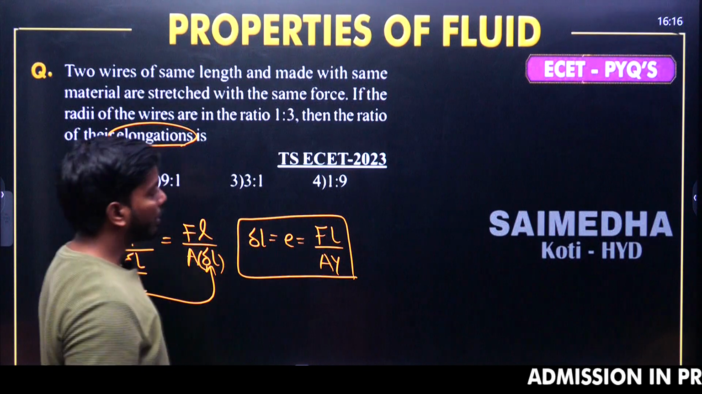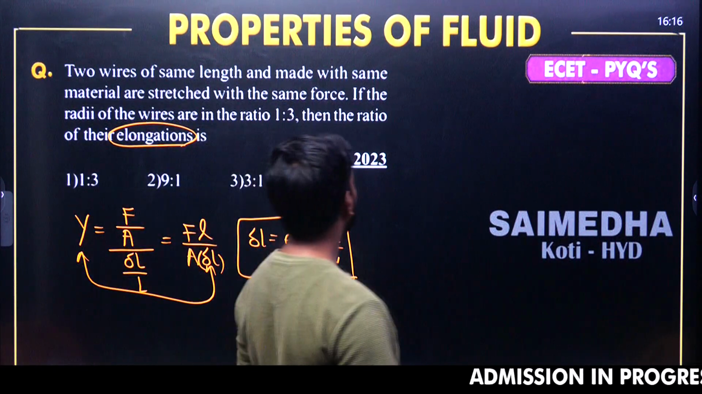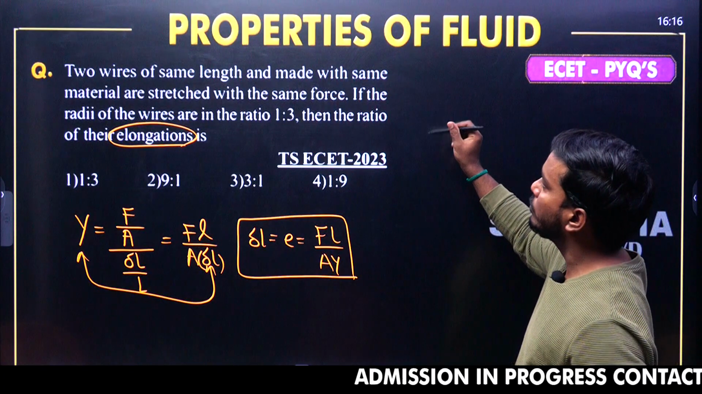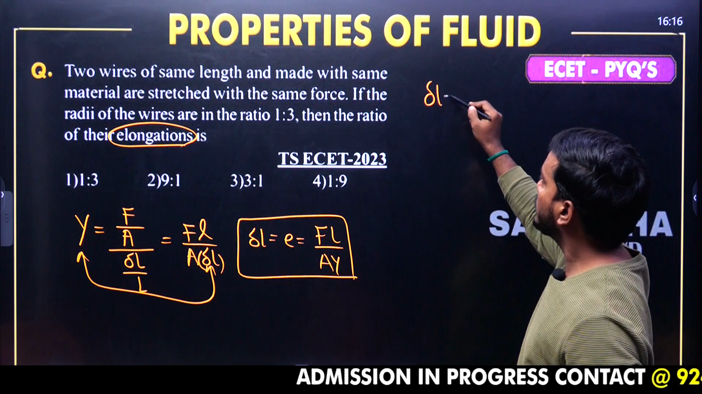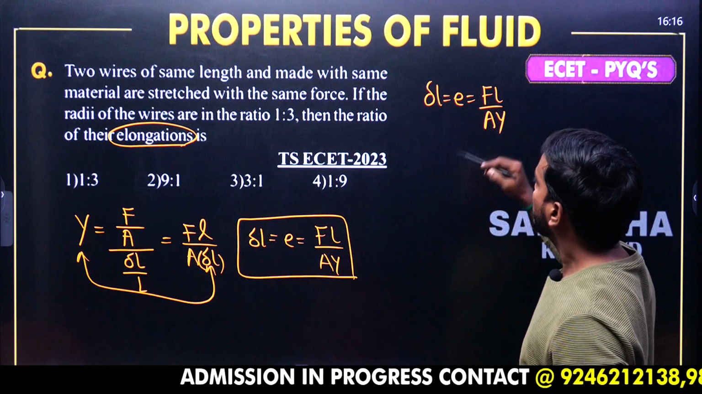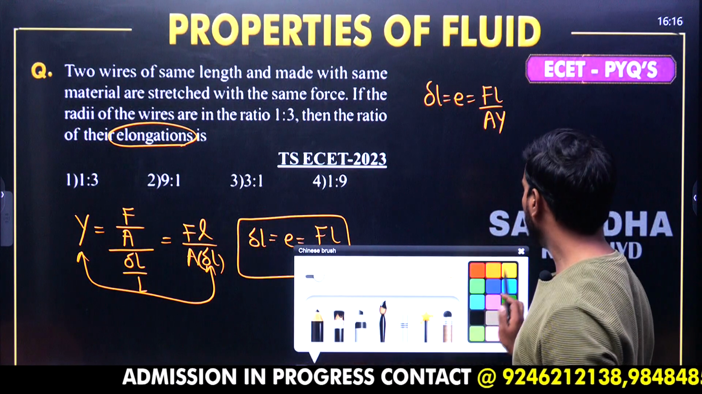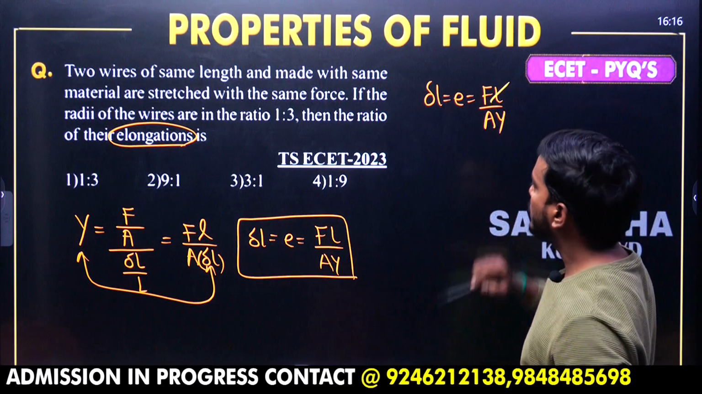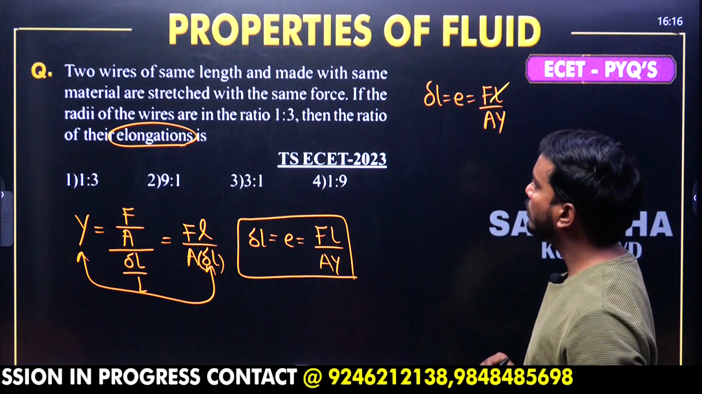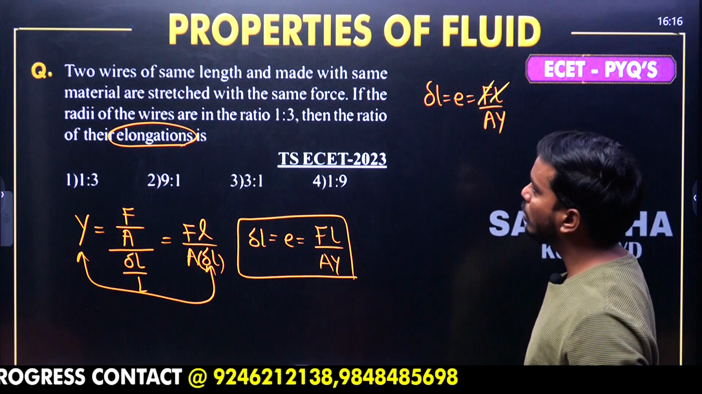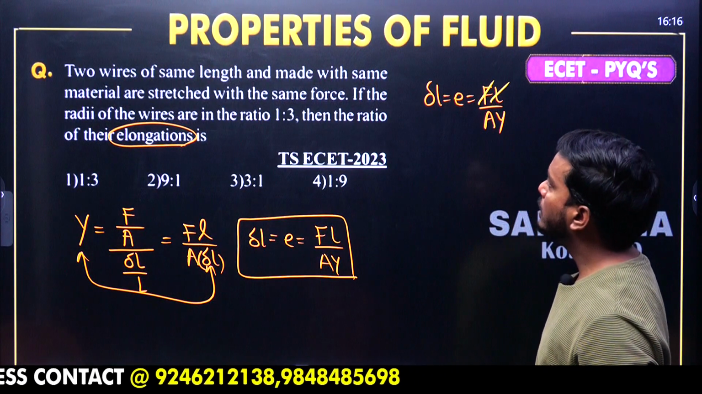FL divided by AY. So what is it saying in this question? The question is saying that material is same, length is same, force is same. Elongation, change in length, is equal to FL divided by AY. So when it says that two wires of same length, it means L is not the variable here, L is constant. Stretched by same force, that means force is also constant. And the wires are of the same material.